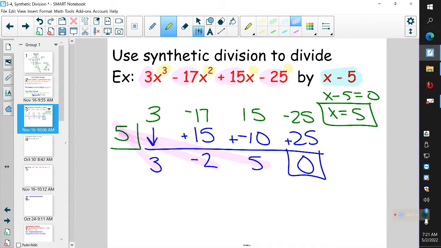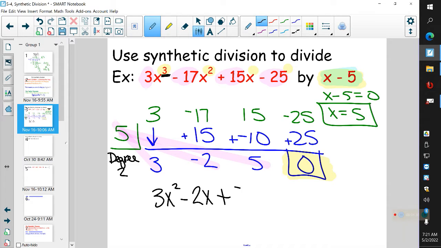What I just showed you is that since my remainder is a 0, then x minus 5 is what we call a factor of the given polynomial of 3x cubed minus 17x squared plus 15x minus 25. So how would I write that? Well, as soon as you do synthetic division one time, you are going to drop the degree of this polynomial down from a 3 to a degree of 2. So that means we're going to have a 3x squared minus a 2x plus 5. And that is going to be the equivalent polynomial that we would use if we were doing long division.